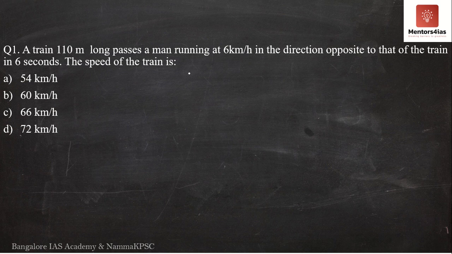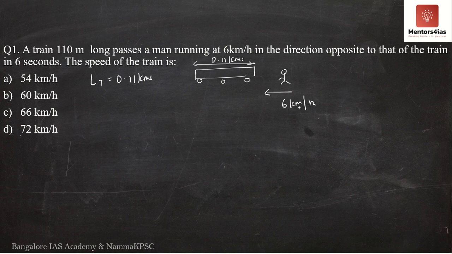So in order for us to determine the speed of the train, we have to consider the train which is of length 110 meters, or 0.11 kilometers. So length of the train is 0.11 kilometers. Now this train passes a man running at 6 kilometers per hour in the opposite direction. Now this train takes 6 seconds to pass this man, and hence we have to find out the speed of the train. What is the speed of the train?